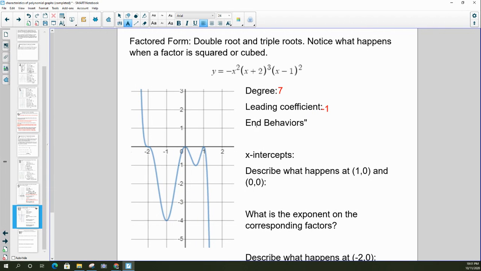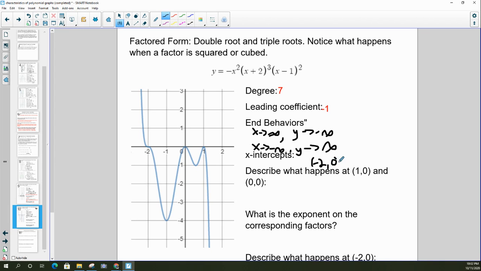The end behaviors. Okay, what's going on for my end behaviors? So here, as x approaches infinity, my right end behavior, y is going down. Y is approaching -infinity. And my left end behavior, as x approaches -infinity, graph is going up, so y approaches +infinity. And again, that should make sense. It's opposites. Okay, what are my x-intercepts? I have 3 of them. Okay, -2, 0, 0, 0, and 1, 0.